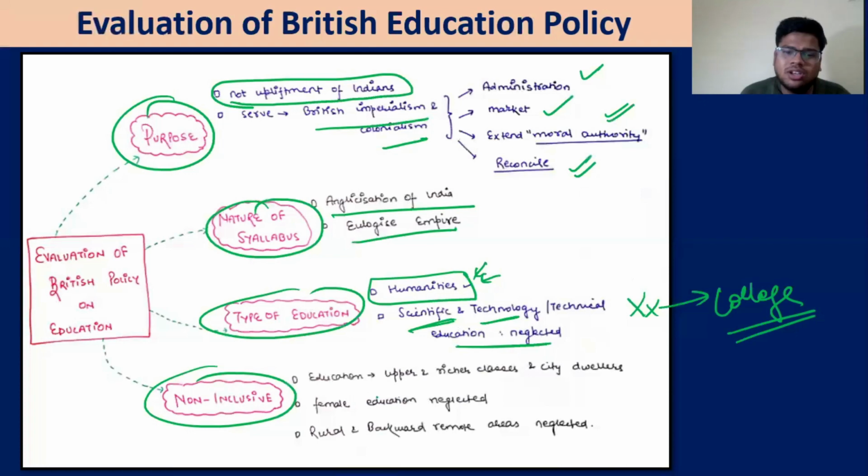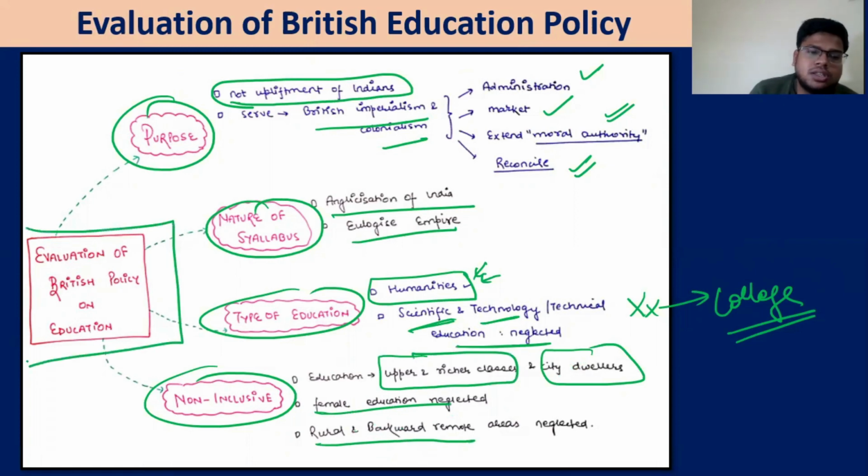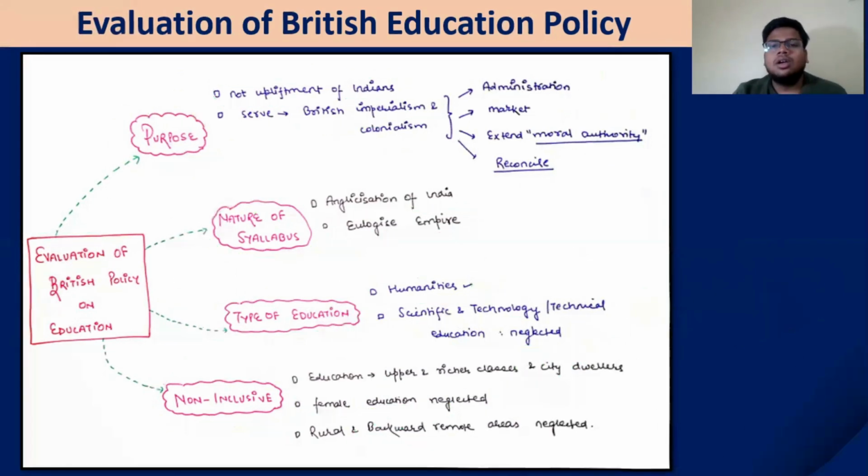It was really non-inclusive because education was available for the upper, richer class, city dwellers, not for the rural and backward areas. They were neglected. Female education, though they said they wanted to promote it, was also neglected. So these are the evaluations of the British policy in education.